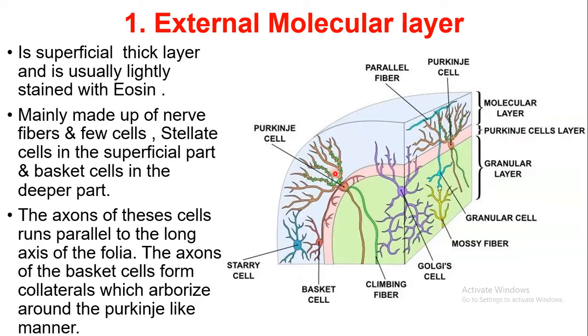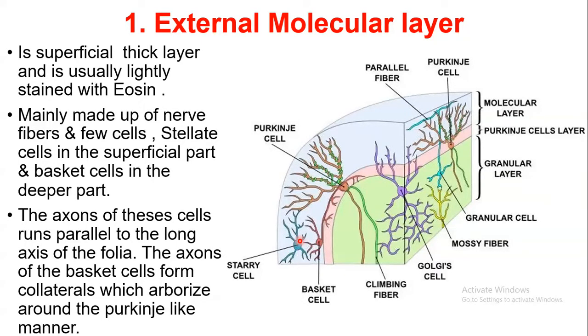And it is made up of nerve fibers and few cells. The few cells which are present in this layer are the stellate cells, this one, and the basket cells. These basket cells are present in the deeper part, while the stellate cells are present superficially.